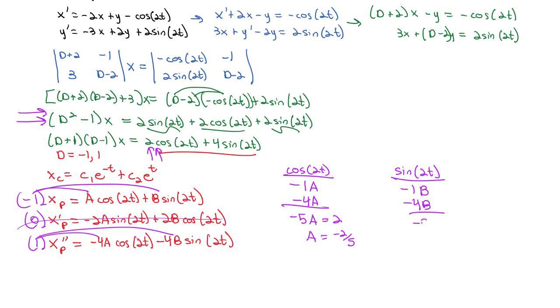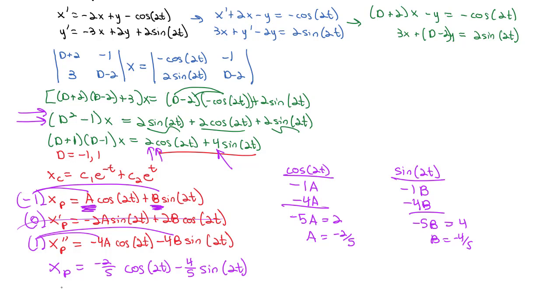Similarly on the sines, adding together we get negative 5b. On the sines, I wanted to end up with 4, so b is equal to negative 4/5. Now we know what our a and b are in that x particular. X particular then is a, negative 2/5 cosine of 2t, plus b, which is negative 4/5 sine of 2t.